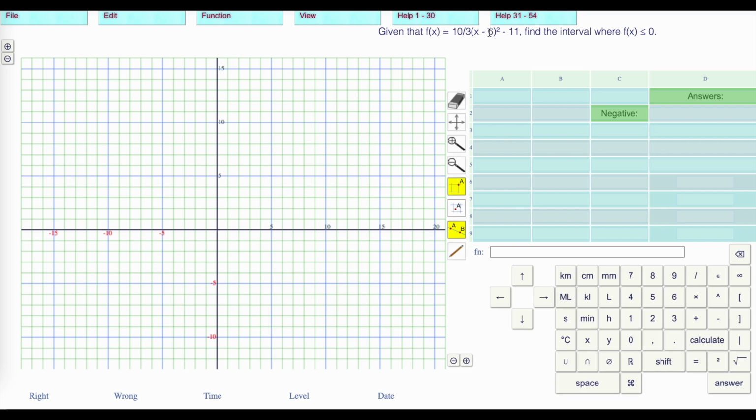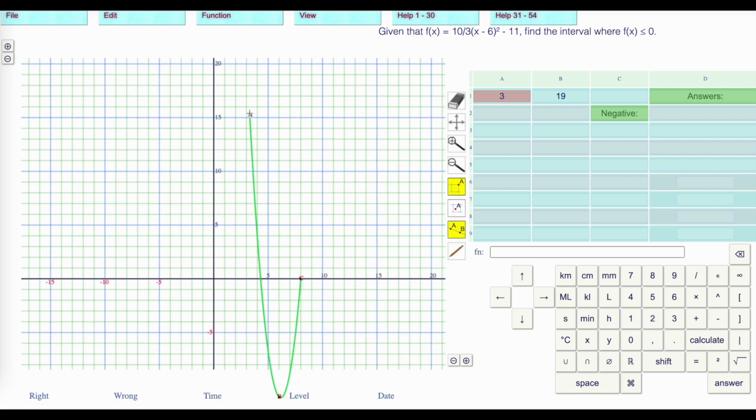The vertex is 6, negative 11. It is opening up. It's going to look something like this. We have to find the zeros. Let's find out exactly what it looks like. When x is 6, y should be negative 11, is equal to 10 divided by 3 times open bracket, the x value minus 6, which gives us 0 so far. Squared is 0, minus 11 is negative 11. At 5, we have negative 7.666. At 3, we have 19. When x is 3, we have positive 19. 9 should also give us 19.